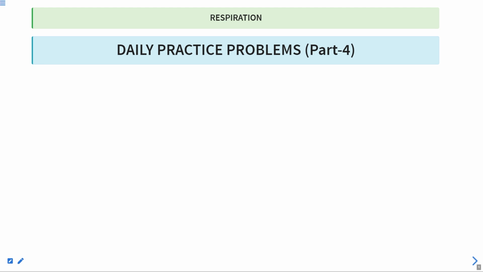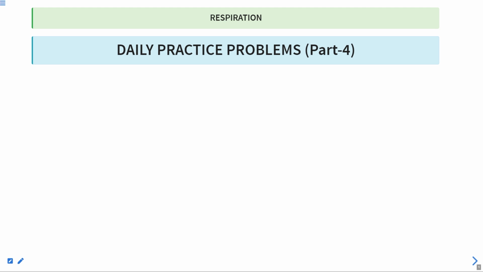In the previous lecture, we discussed respiration and the types of respiration. We talked about external, internal, and cellular respiration. Then we talked about anaerobic as well as aerobic respiration, respiration in lower organisms, and finally respiration in higher organisms, that is humans.